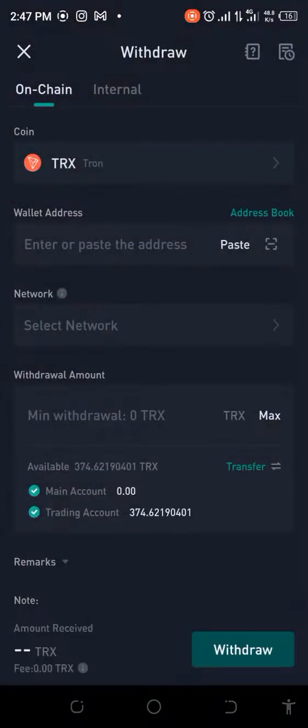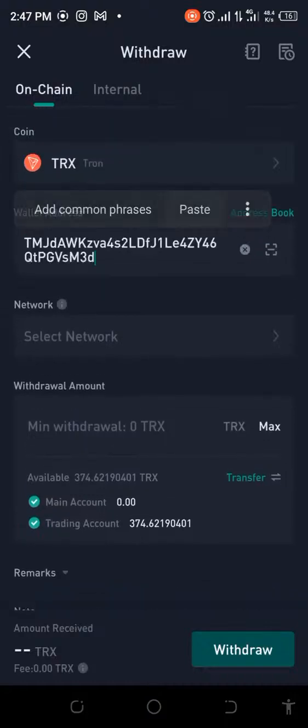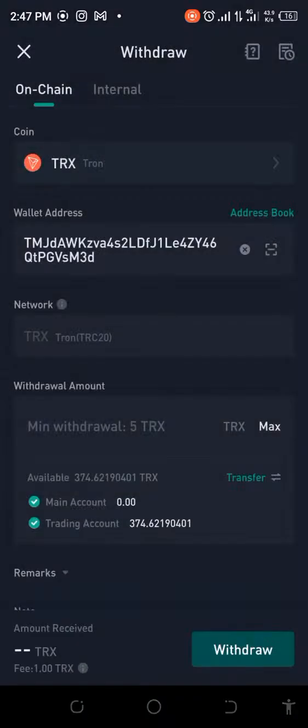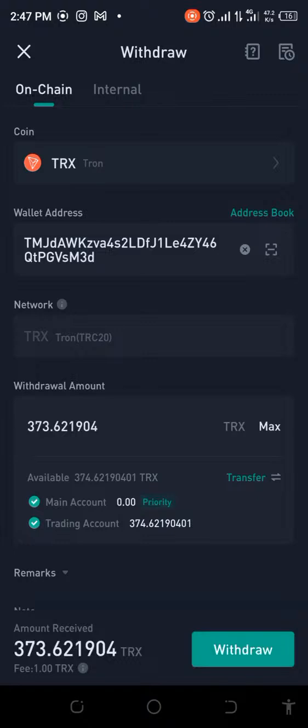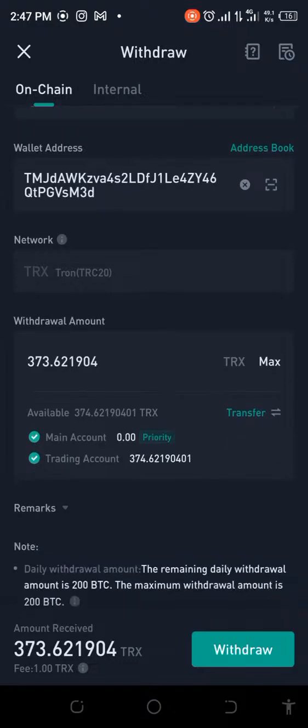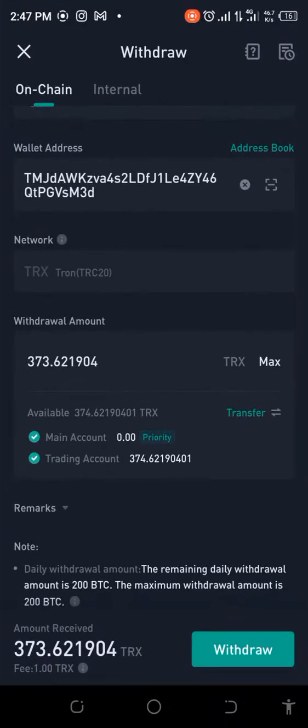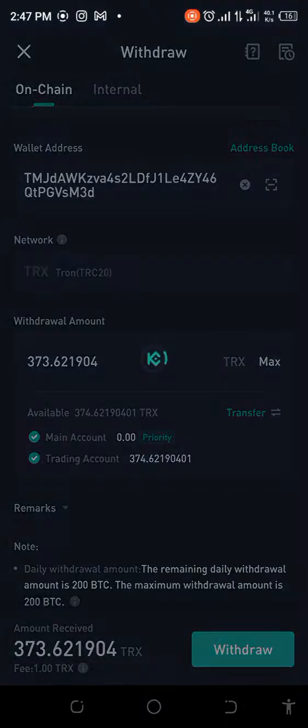Okay, so what do we have? Let's put in the wallet address. Great, and then the network is TRC20, and then we're going to put in max, everything that is here. Okay, so you can see here what we're going to eventually get is 373.62. Okay, that's what we're going to get. This is the entire amount we are going to get, 373.62. So let's go ahead and withdraw.